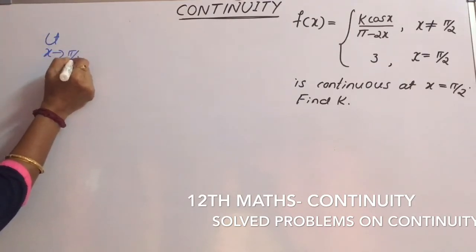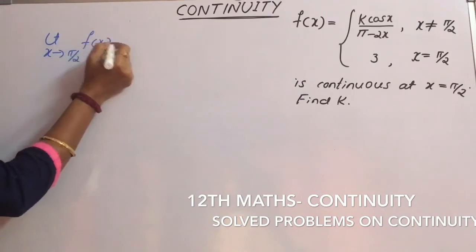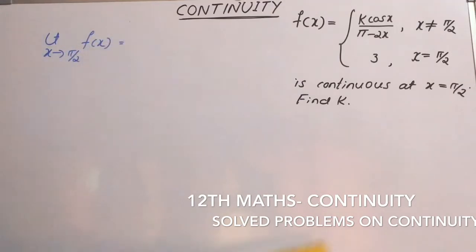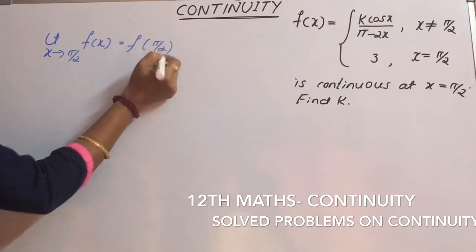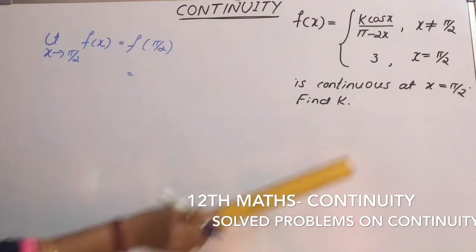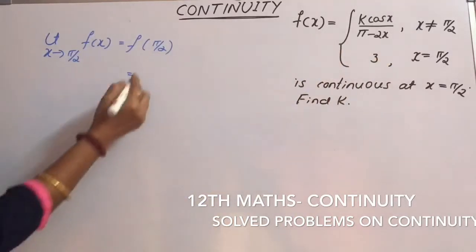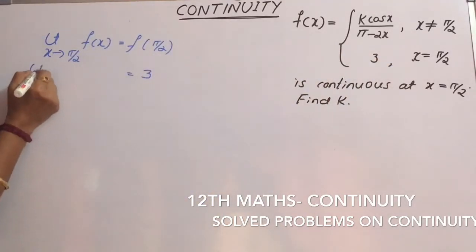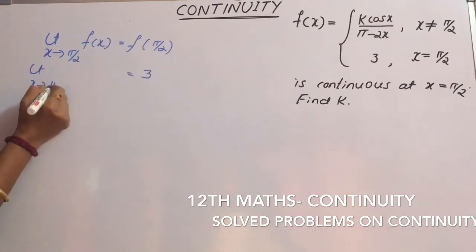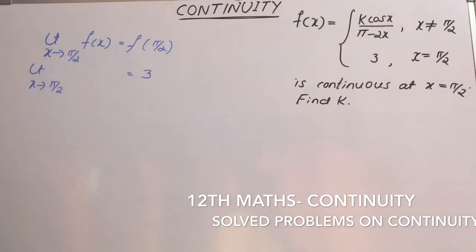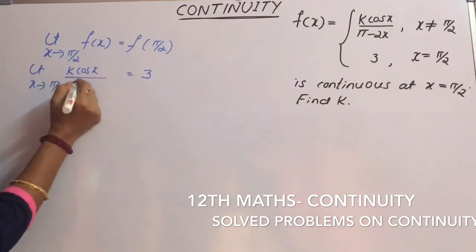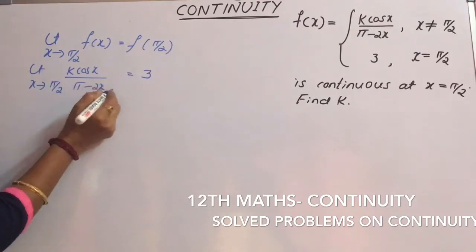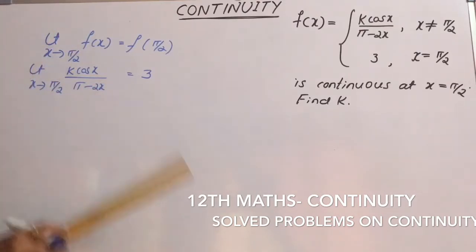To find the value of k, let us consider the limit of the function, that is limit x tends to pi by 2 f of x must be equal to function value at the given point x equal to pi by 2, that is f of pi by 2. From the given data, f of pi by 2 is 3. On the left hand side, limit x tends to pi by 2 f of x becomes k cos x divided by pi minus 2x.